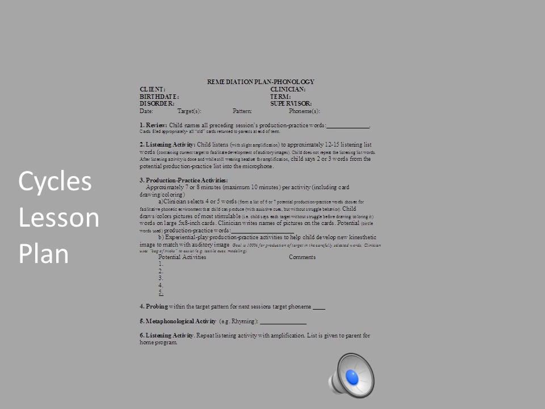Next, the clinician will require the child to listen to 12 words that contain the target sound for that session. This is called auditory bombardment. So the client's not producing the words, they're just listening. Some type of amplification is suggested. So this increases the child's ability to focus on the words. So you could use an FM system, which is where the clinician wears the microphone and the client wears headphones and they can hear you speaking into the microphone.